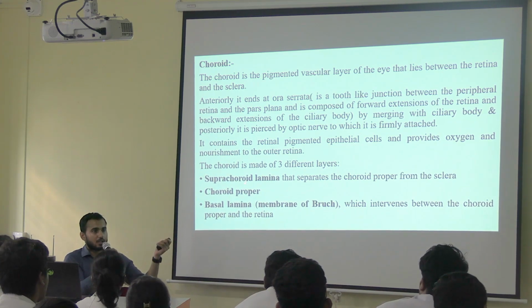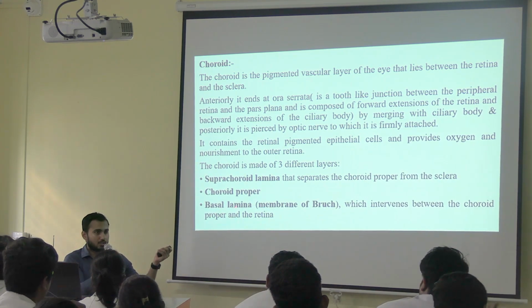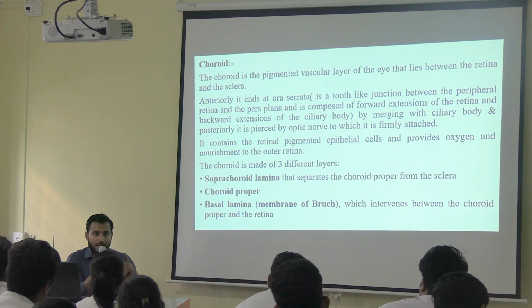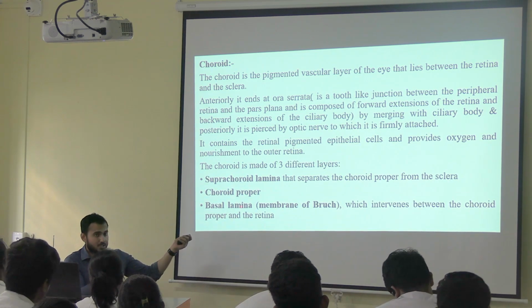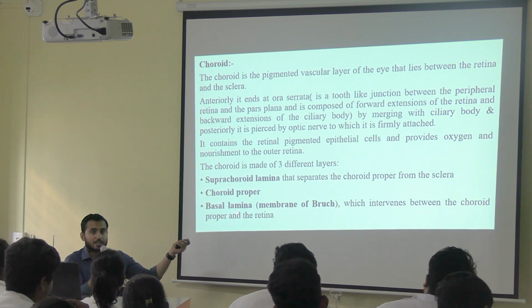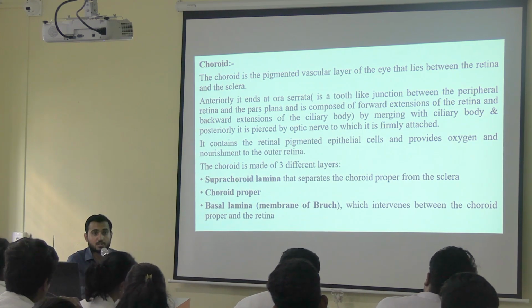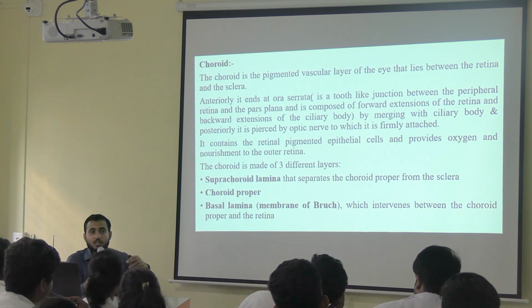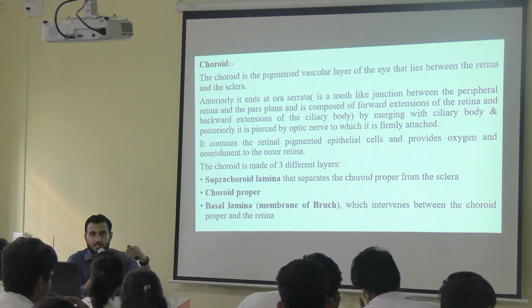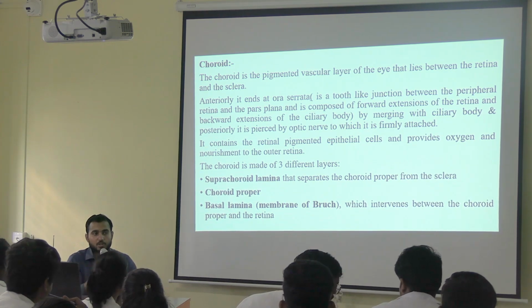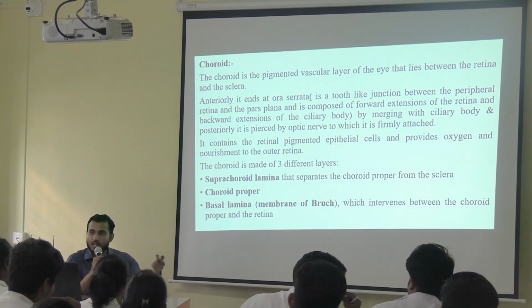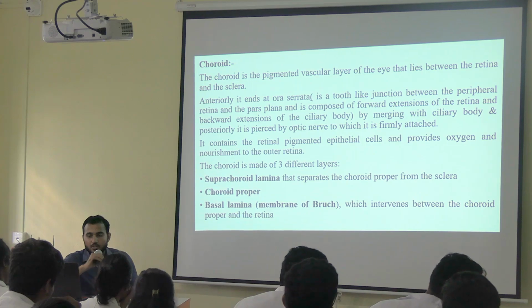Suprachoroid will be the outermost, and this is the innermost. That means what will be just below this? Retina. Deep to this, the retina will be there. That means the outer layers of the retina will be present deep to this, because this is providing nourishment to the outer aspect of the retina.